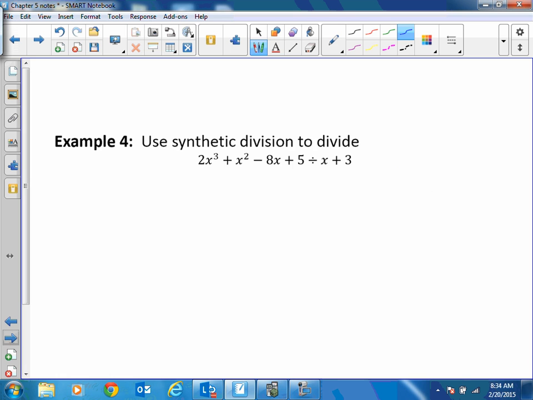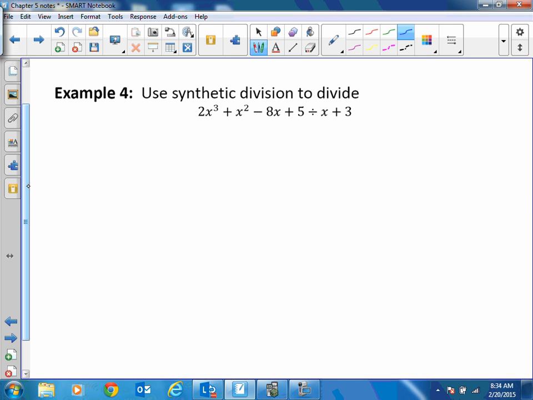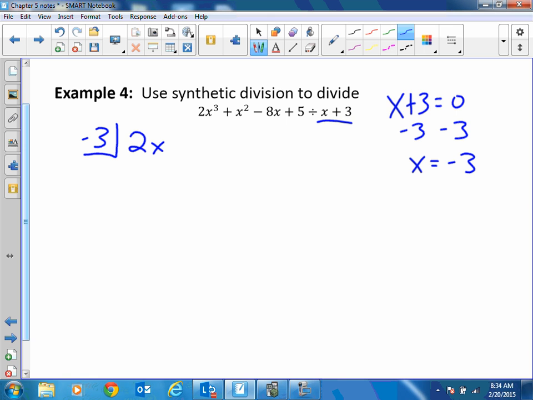Okay, so what we do first is we look at our x plus 3. When it says divide by x plus 3, it's kind of like this is in factor form. We want to know what makes that go to 0, because that's going to be what we put in the box. So in this case, it's -3. If you want to think about it, always the opposite. So it'd be -3 in the box. And then we just use the coefficients. So we'd have 2, 1, -8, and 5.